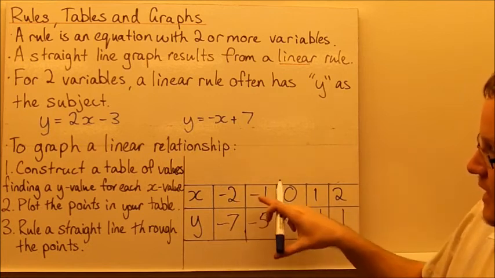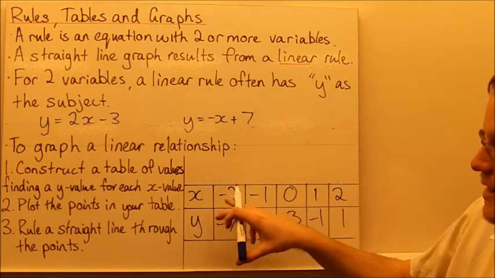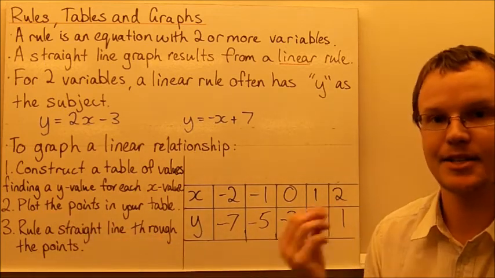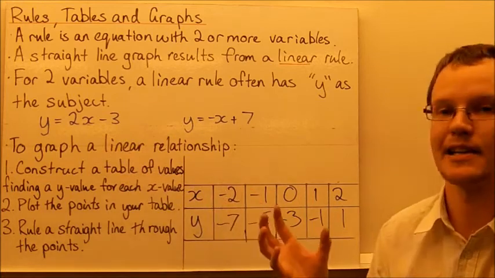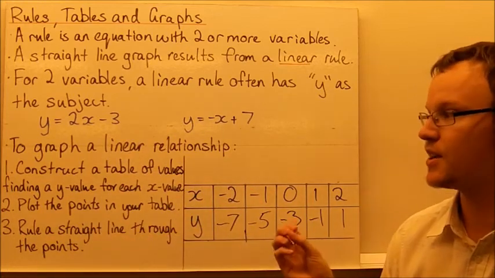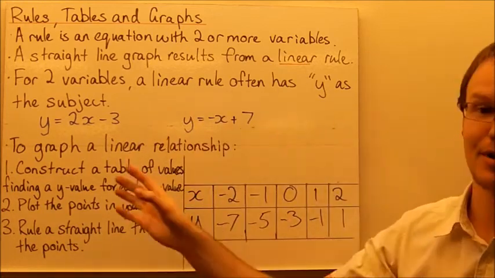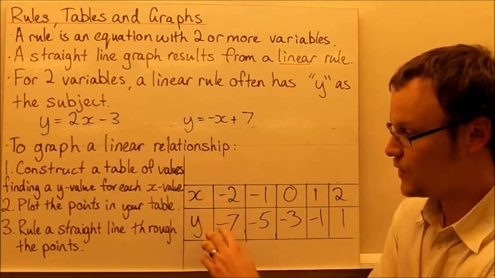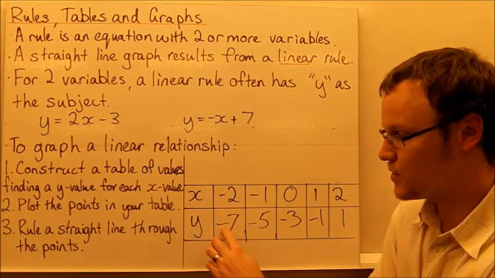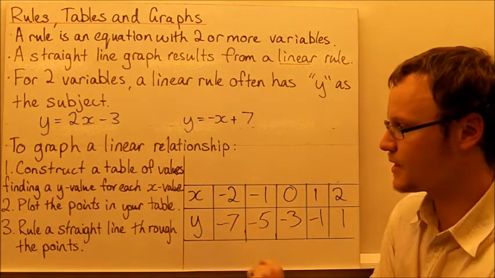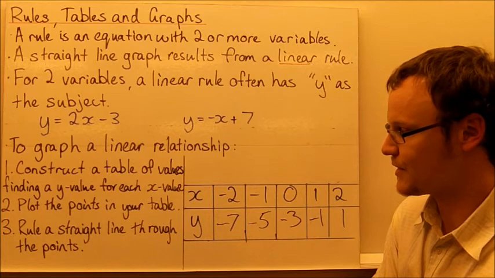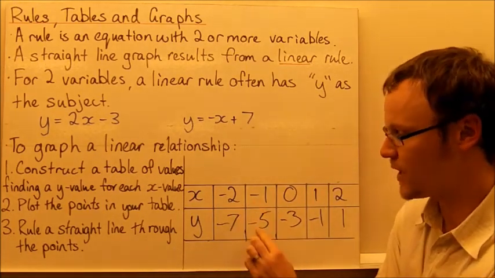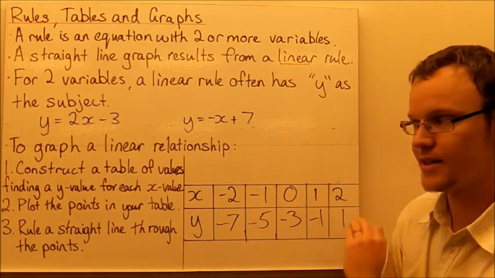So we could now plot these points, and that's our second step to graphing our linear relationship, plotting these points in the table onto a Cartesian plane, onto a graph. Here our first value that we would plot would be negative 2, negative 7. Negative 2 for the x value, negative 7 for the y value. The next point we would plot would be negative 1, negative 5, etc.